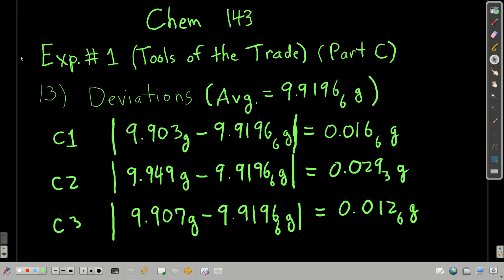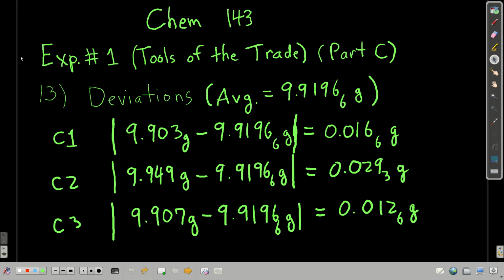Alright, so this is the third part of the videos explaining the calculations for Part C of Experiment 1. The other thing that I've noticed people struggling with are calculating deviations, and the average deviation. So first of all, deviation means how much something deviates, right, is different from. And so here we're looking at how far each measurement is from the average of those measurements.